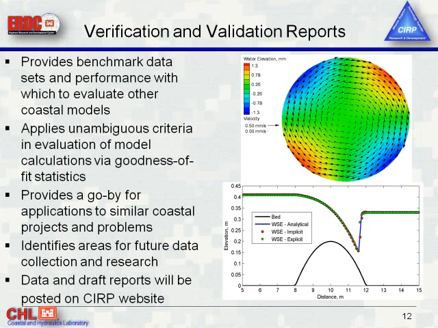Okay, so these are some examples from the verification and validation reports I mentioned earlier. They provide benchmark data sets. We're testing the model as we change or improve them. We can go back to these. We have also applied unambiguous criteria, goodness of fit statistics, to analyze how good they are. So we didn't just say, oh, the model looks like it compares well with data. We use goodness of fit statistics to say how good they were, and those are actually in the CMS manual and on the wiki website.